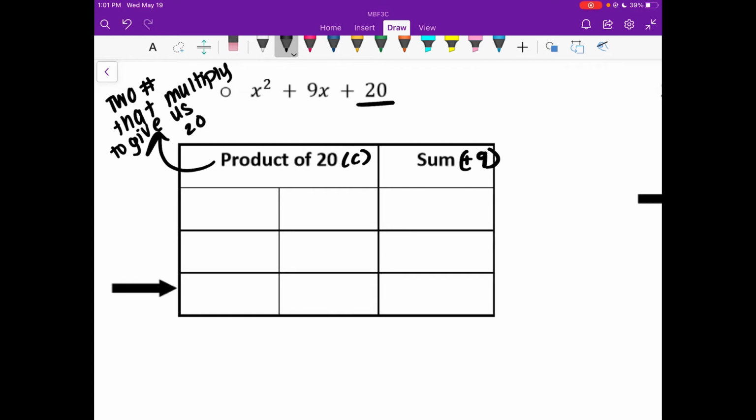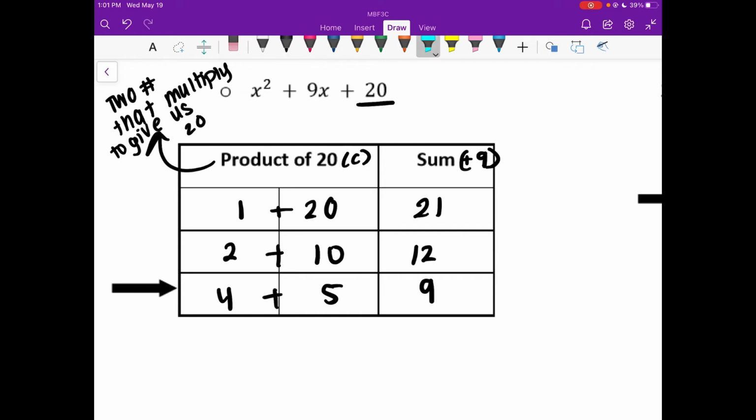Let's figure that out. 1 and 20, naturally. Right? And because they're both positive, we're just going to use positive numbers. So, we have 1 and 20, 2 and 10, and then 4 and 5. Those are just the numbers that come to mind. So let's add these together. 1 plus 20 will give me 21. 2 plus 10 will give me 12. And then 4 plus 5 will give me 9. The one that I'm looking for is this last one, 4 plus 5.